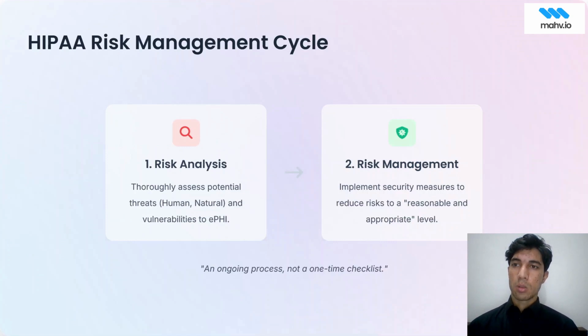Then the HIPAA risk management cycle is, first, risk analysis: thoroughly assess potential threats, like human and natural, and vulnerabilities to electronic protected health information. And there is the risk management, which implements security measures to reduce those risks to a reasonable and appropriate level. And it's an ongoing process.